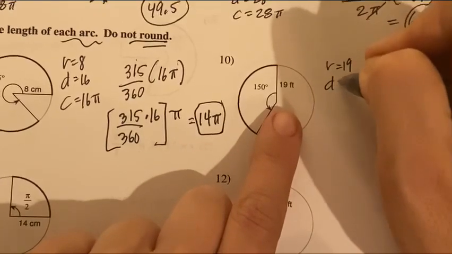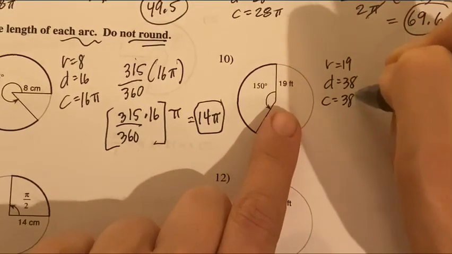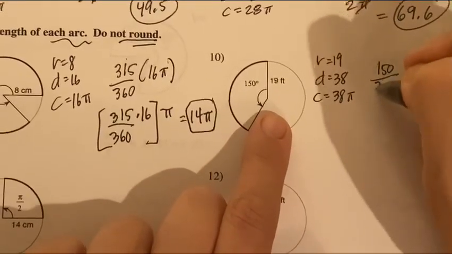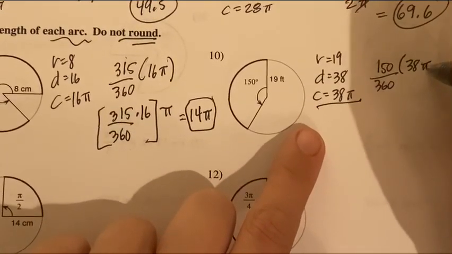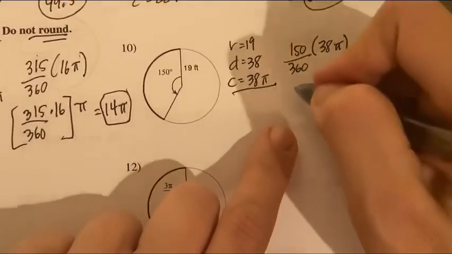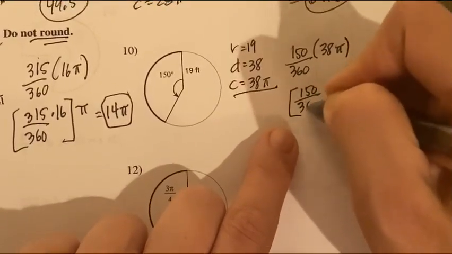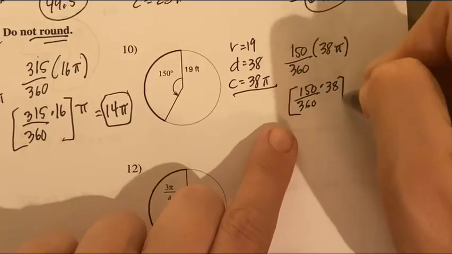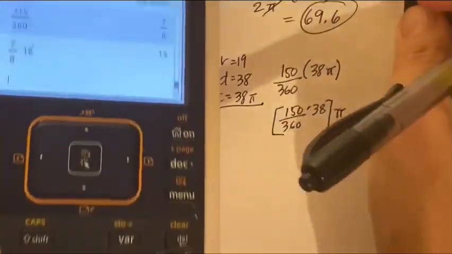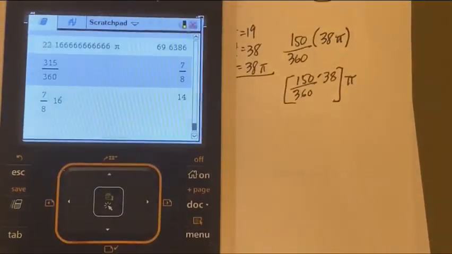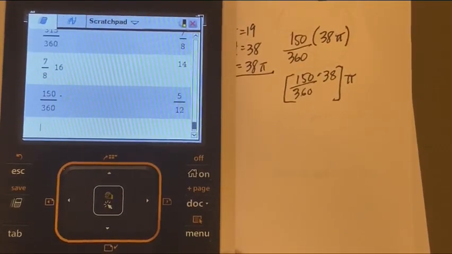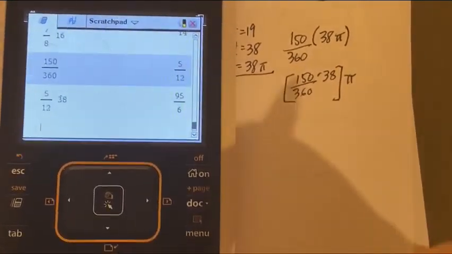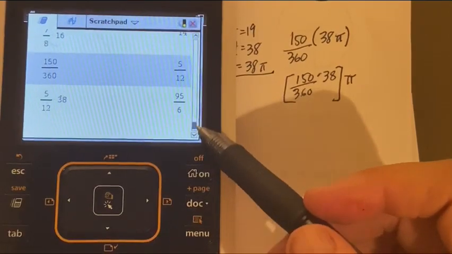Radius 19, diameter 38, circumference 38 pi. So 150 over 360 times the circumference, 38 pi. Let's do the same thing. Let's see if 150 divided by 360 times another 38 would give us a whole number. And if it doesn't give us a whole number, we can use that number to figure out the number it is. So 150 divided by 360, enter, times 38, enter. Oh, I'm getting a fraction.